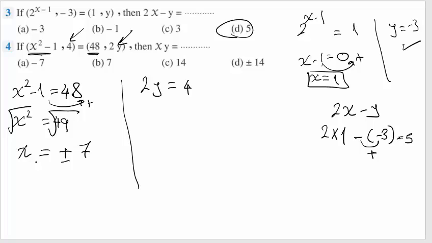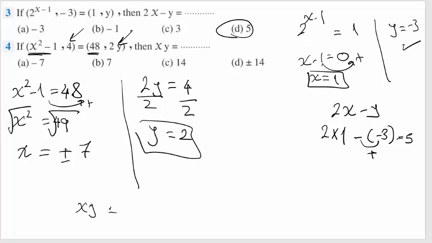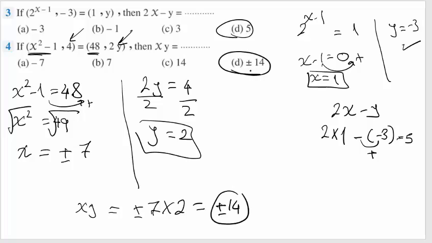What about y? 2y equals 4. Dividing by 2 for both sides to get that y equals 2. Then the value of x multiplied by y means positive or negative 7 multiplied by 2. 7 times 2 equals 14. So it will be positive or negative 14 because the square roots give me 2 different signs.